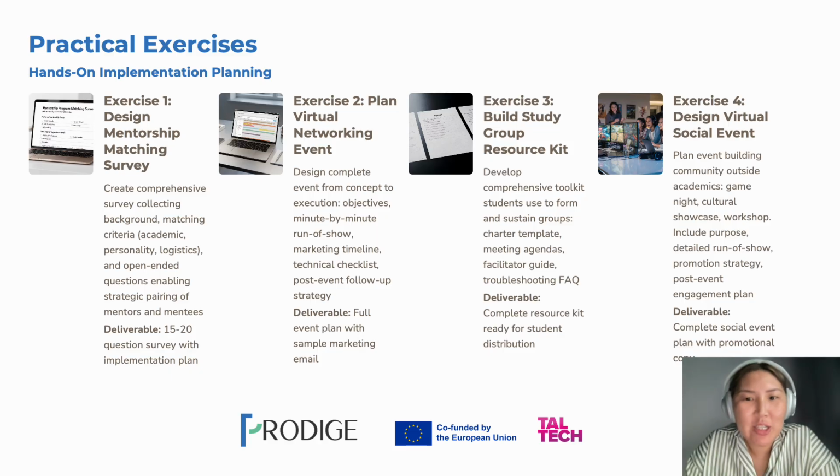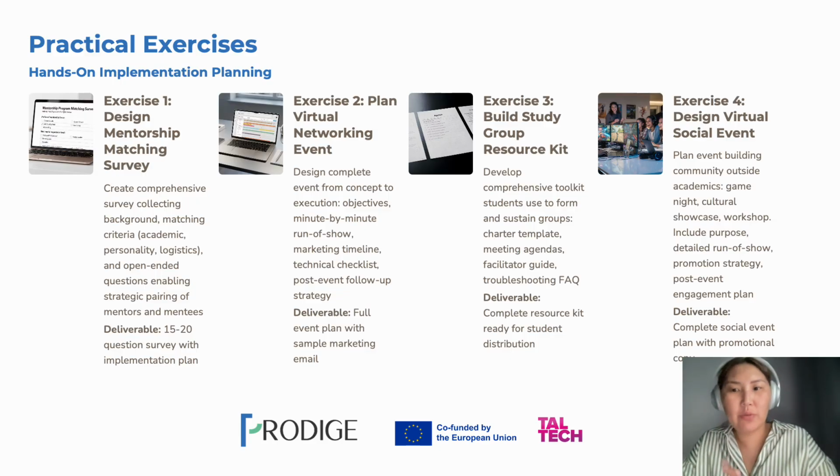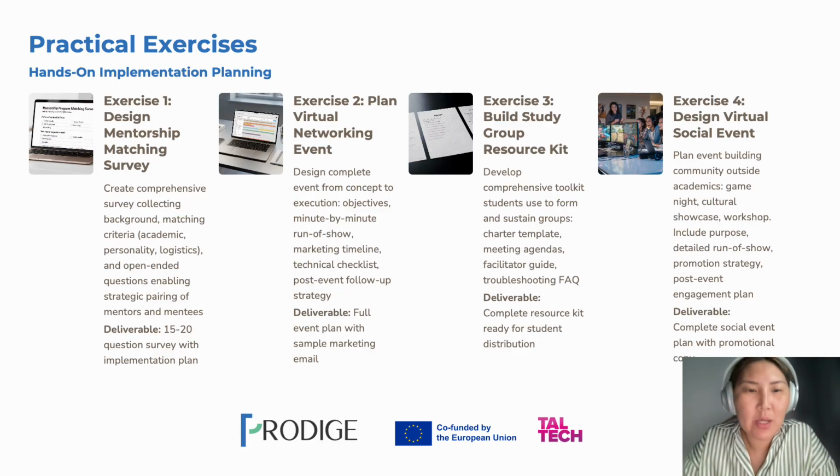Alright, let's make this actionable with practical exercises. So these are all optional exercises that you can try. First exercise is designing a mentorship matching survey. So you can create a comprehensive survey collecting background information, matching criteria, both academic and personal, logistical considerations, some open-ended questions that enable strategic pairing. So you can deliver a 15 to 20 question survey with the implementation plan.